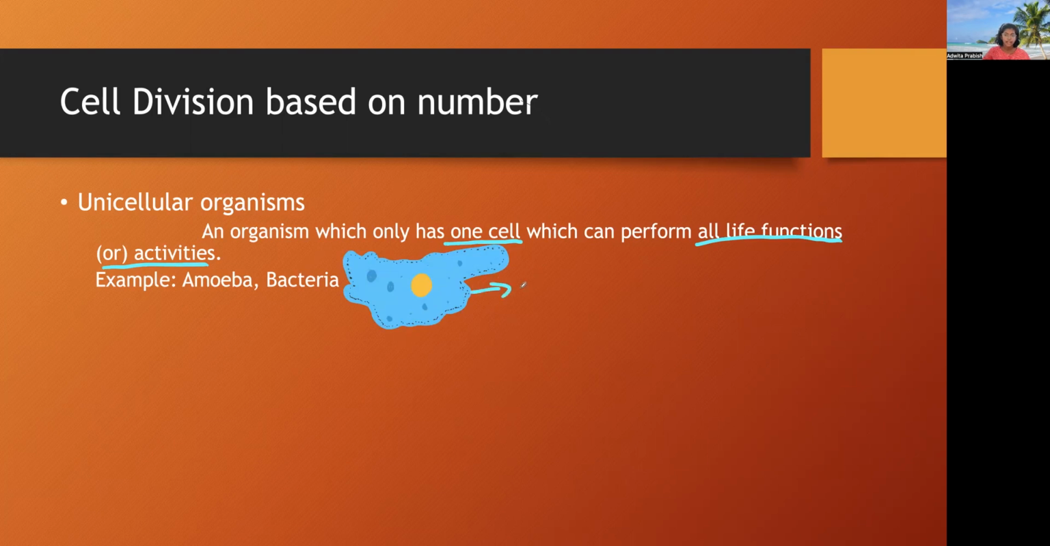This is, of course, the diagram of an amoeba, because it is irregular in shape. It does not have a definite shape.